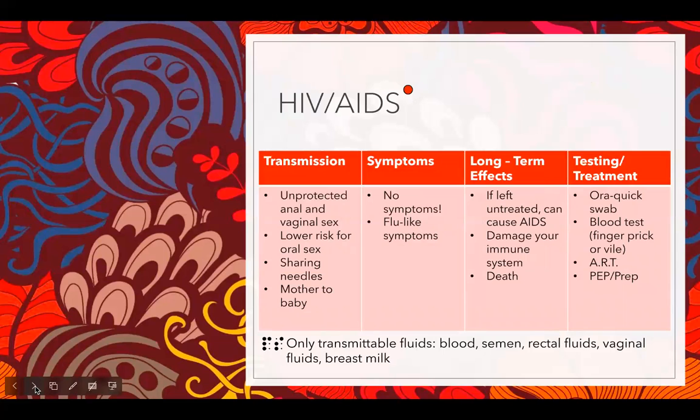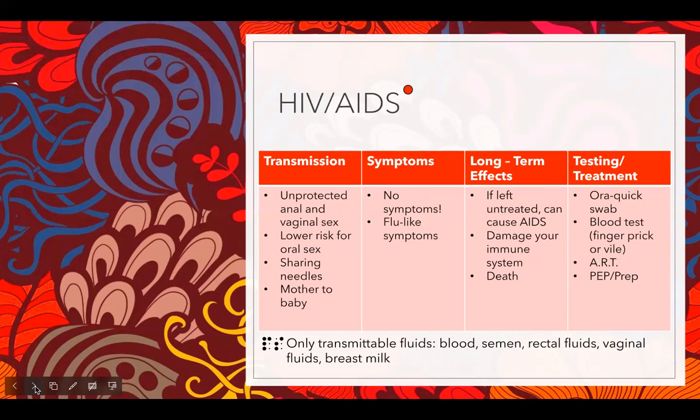Next, we have HIV/AIDS. HIV stands for Human Immunodeficiency Virus. We have other lessons dedicated strictly to HIV, so I will not dive too much into the information about it, but just give you a little bit of information. Transmission of HIV can be through any unprotected anal and vaginal sex. There's a lower risk of you getting HIV through unprotected oral sex, but although it's a lower risk for HIV, there's still a higher risk of you getting other STIs through unprotected oral sex. You could also get HIV through sharing needles and from mother to baby, okay?